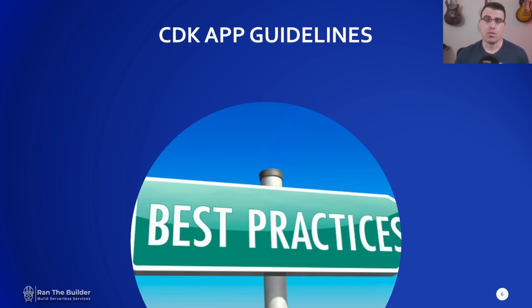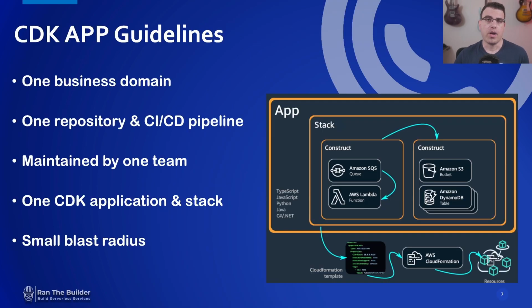Let's start. So CDK application guidelines. The way I see it, when I start to write my serverless service, that's what I usually develop, I start with a new GitHub repository. And the main theme is that it has one business domain, should be maintained by one team to keep it simple. And then I have one CDK application, one stack, multiple constructs that might have relations between them, and one CI/CD pipeline. And that's it.